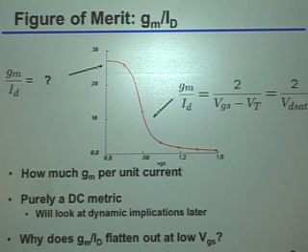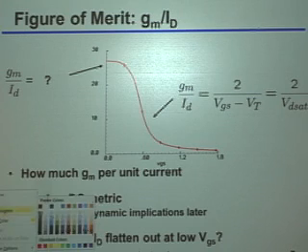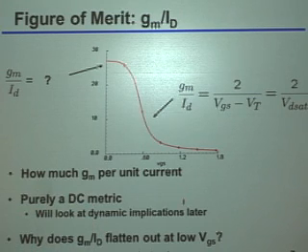So I will mention that this particular figure of merit, this GM over ID, is a completely DC metric. It says absolutely nothing about the parasitics or the bandwidth or anything like that. This is purely at DC, how much GM do you get per unit bias current. We'll look shortly at the implications of including the dynamics as well, but for now, let's focus on this particular parameter.